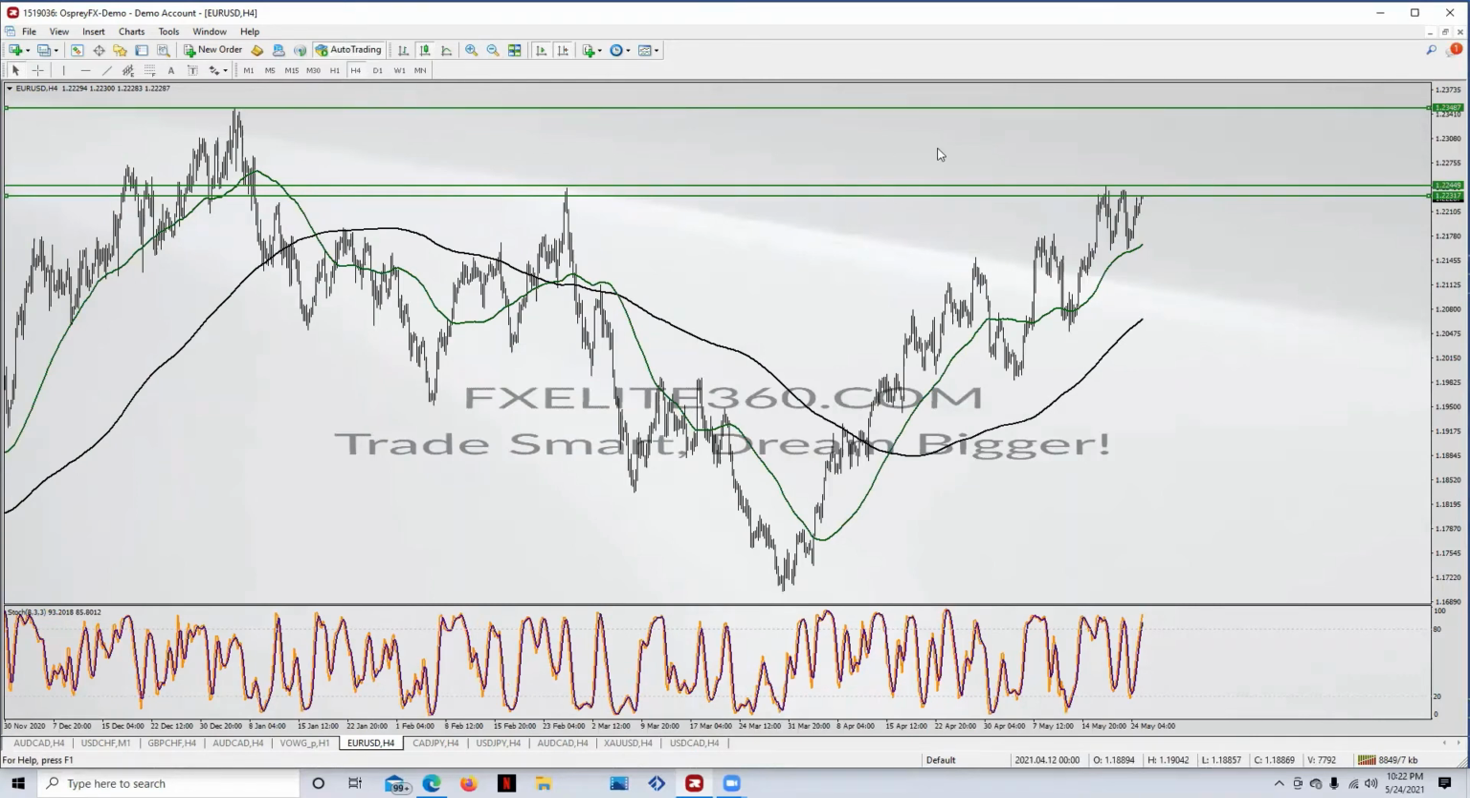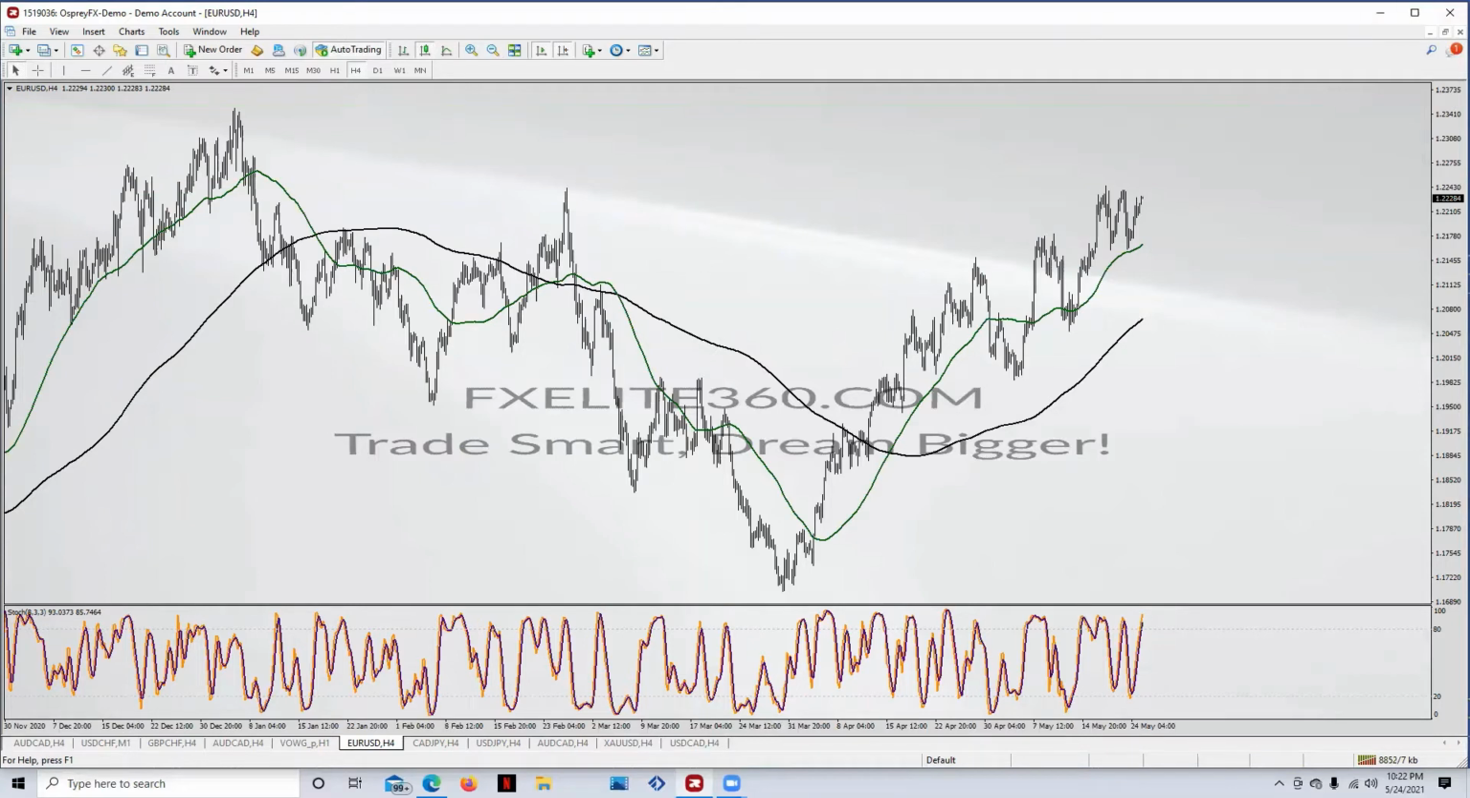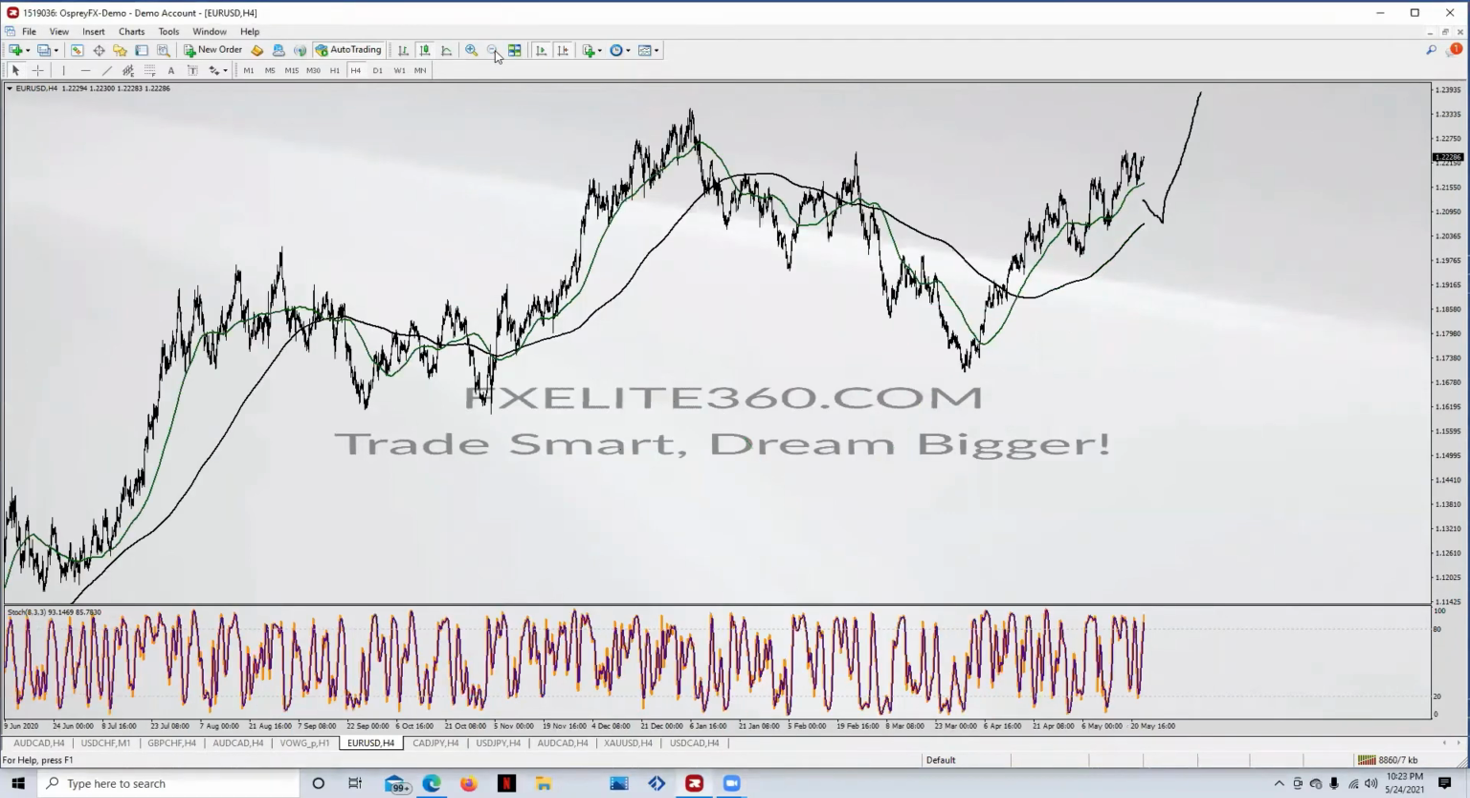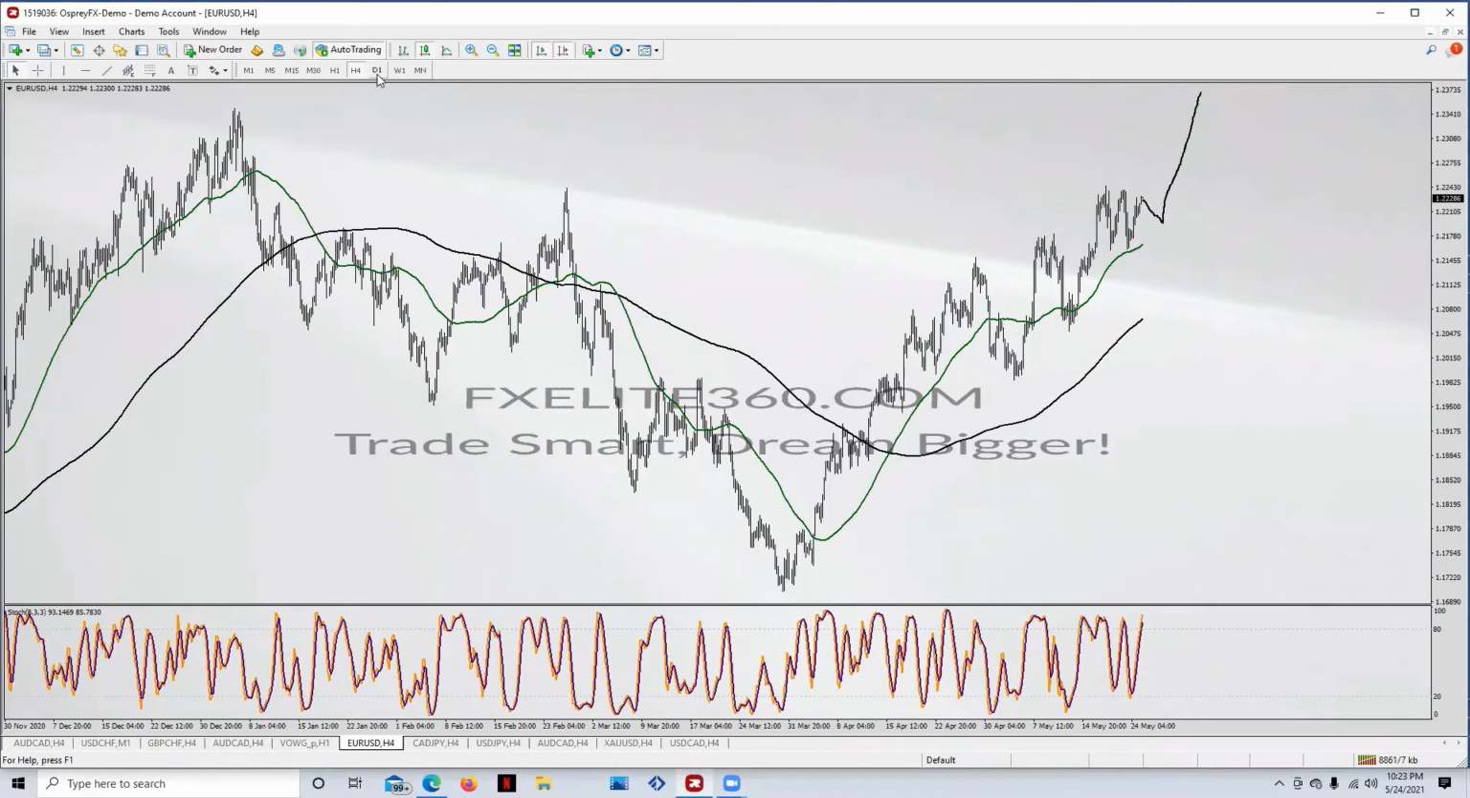But let's say we did break this level. Let's go back, see if I can draw this. Let's say price came down a little bit, just a little bit, and then this breaks, and price just continues going up. Then this will become a weekly and a daily trade, a weekly and a daily position.